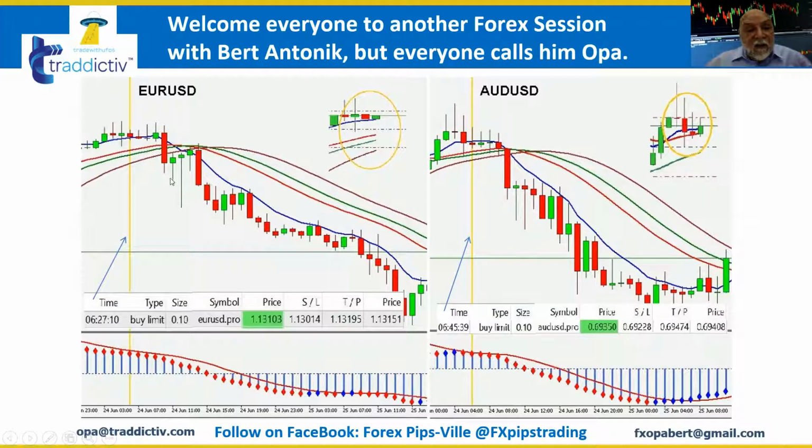If we had waited, for example, one of the rules is to take the trade after the blue line crosses the red line. So that would have been the trade here, and we would have looked back.